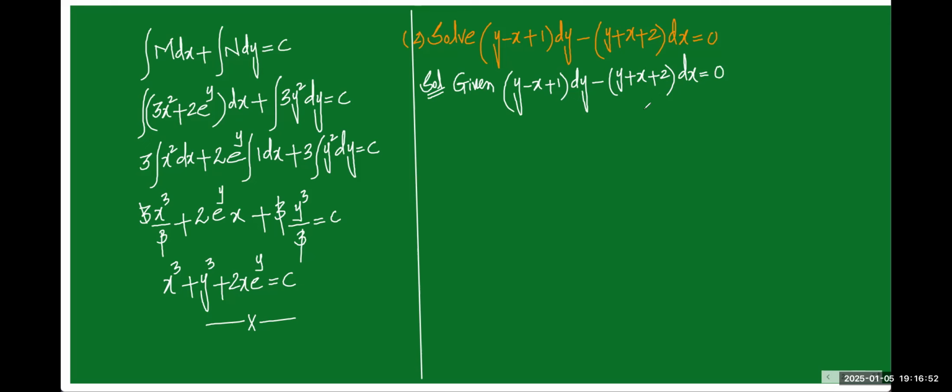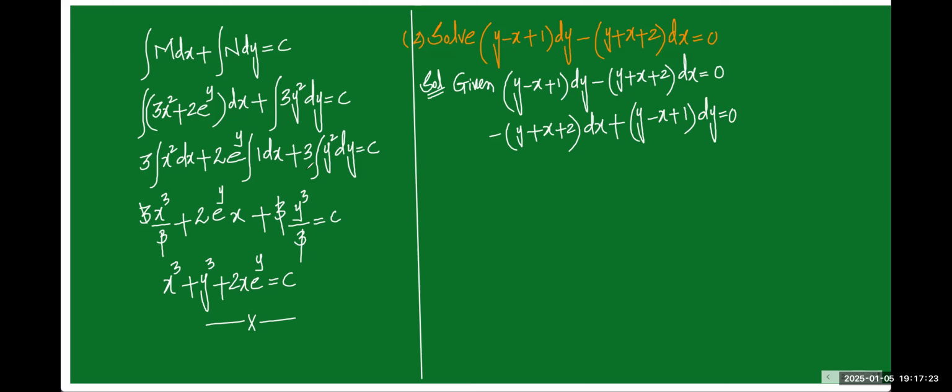No, sir. So to rearrange in mdx plus ndy form, what we have to do? We have to first write the second one, minus y plus x plus 2 into dx. Don't forget the minus sign. Most of the students make the mistake of neglecting that minus sign. If they neglect the minus sign, they won't get dou m by dou y equal to dou n by dou x, which means the condition of exactness will not be satisfied.